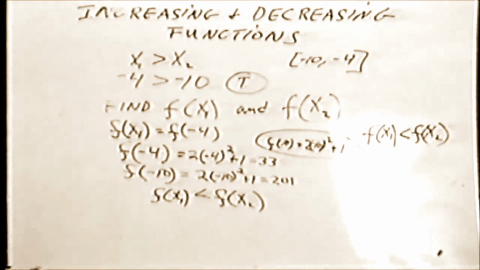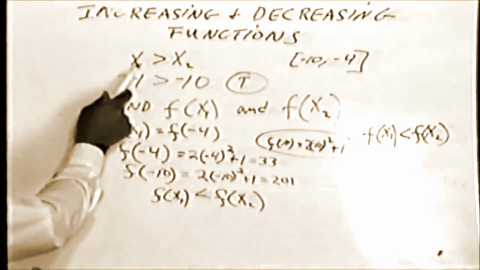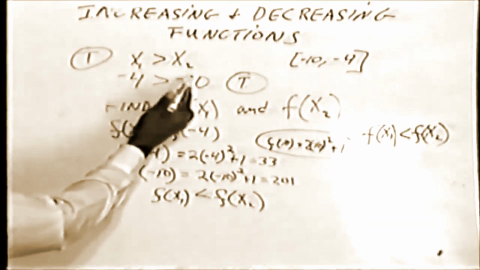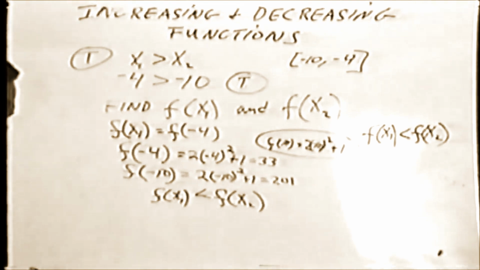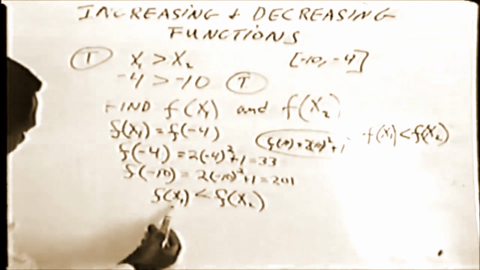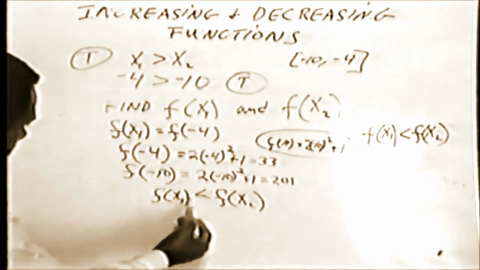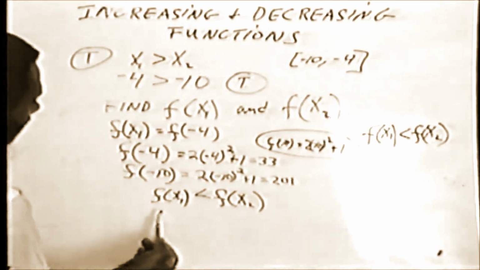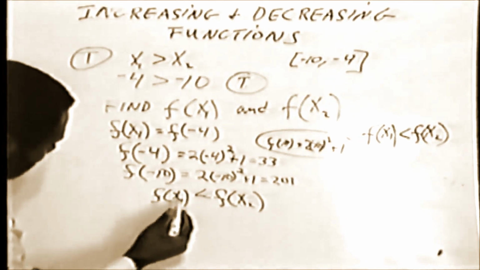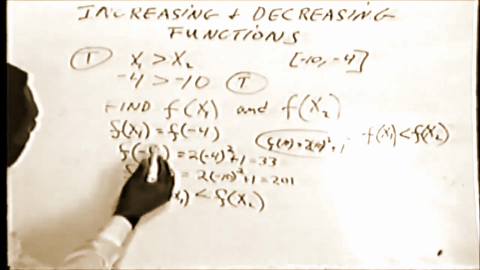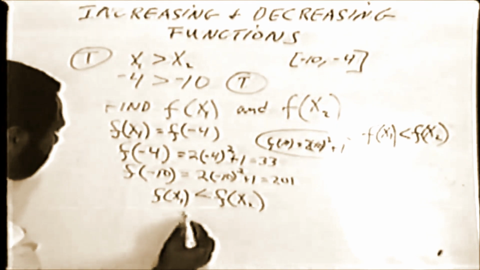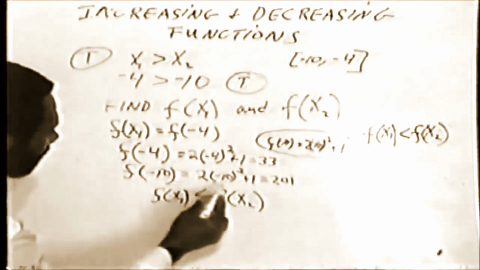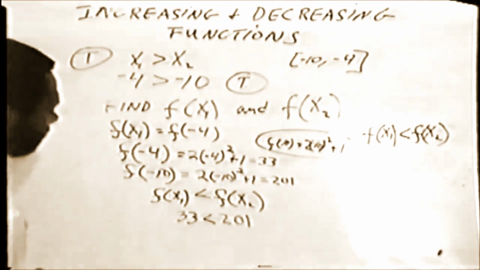For the function to be decreasing in that interval, we've already shown that x of 1 is greater than x of 2. That's the way we chose our two numbers. Now we have to find out whether or not f of x of 1 is less than f of x of 2. If it is true, then our function is decreasing. We found that f of x of 1 was equal to 33, and f of x of 2 was equal to 201.